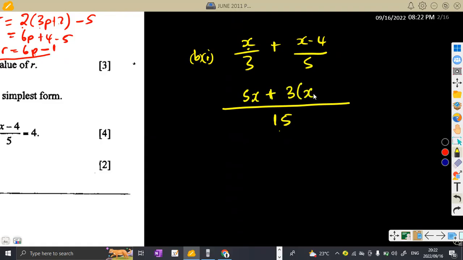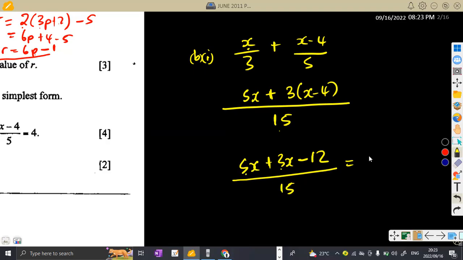Whatever we get, we multiply to x minus 4, which is our numerator. So from this part, we are going to have 5x plus 3 times x, which gives us 3x, and 3 times minus 4, which is minus 12, everything over 15. Now we can collect like terms. That's 5x plus 3x, which is 8x, minus 12 over 15. As you can see, if you factor out 4, which is common, it cannot divide with this 15. So just leave your answer like that. This is what you're going to have as a single fraction. So that was the concept here.